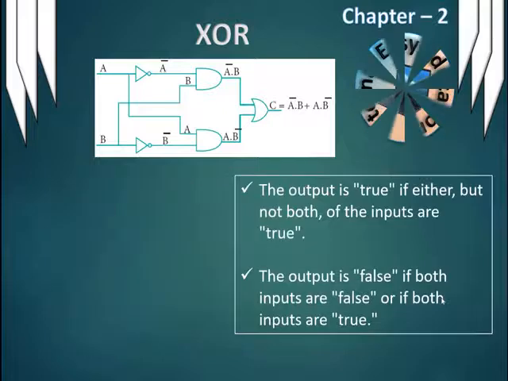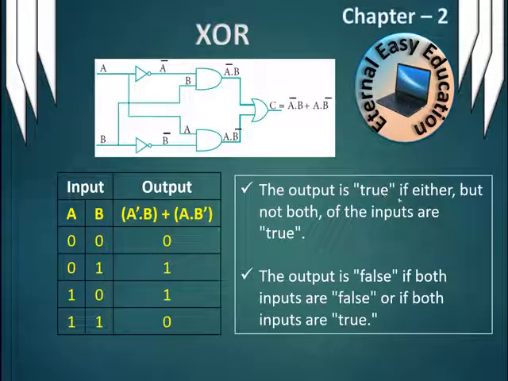So what we have observed here is, the output is true if either but not both of the inputs are true, or else the output is false if both inputs are false or if both inputs are true. That means if all the inputs are same, whether true or false, the net result is false. Both are false, so false. Both are true, so false. So if the inputs given are same, the output will be false. Other cases are true. This is XOR.